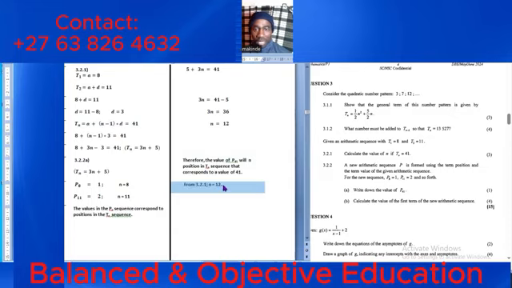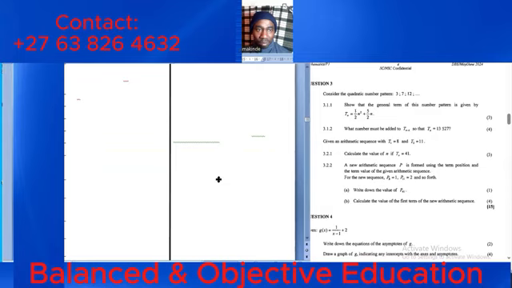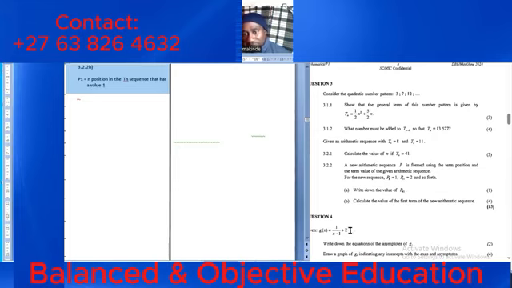So that means n equals 12. B, 3.2.2b. And the question there is for us to calculate the first term of the new arithmetic sequence. The first term of the new arithmetic sequence will be the term that occupies position 1.